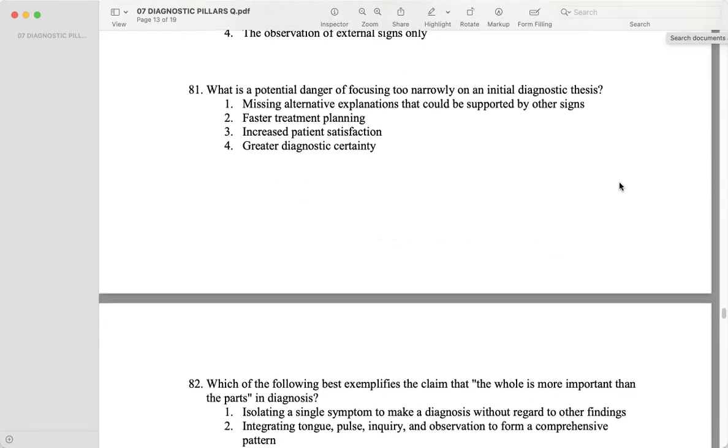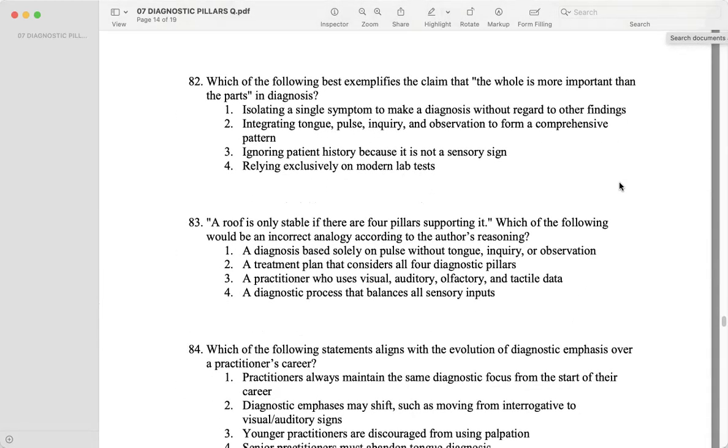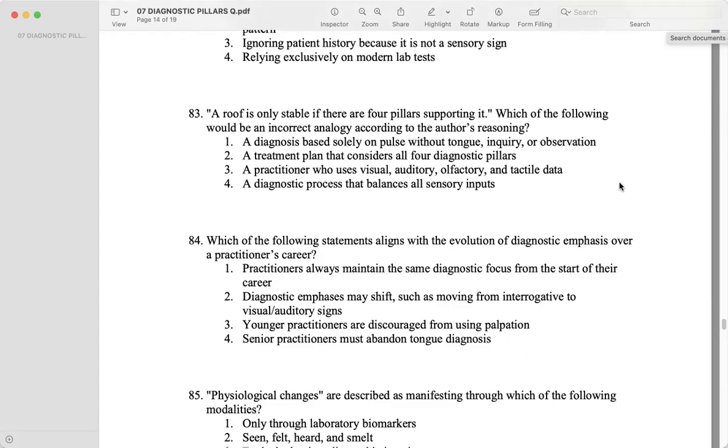What is the potential danger of focusing too narrowly on an initial diagnostic thesis? Missing alternative explanations that could be supported by other signs. Which of the following best exemplifies the claim that the whole is more important than the parts in diagnosis? Integrating tongue, pulse, inquiry, and observation to form a comprehensive pattern. Correct. A roof is only stable if there are four pillars supporting it.